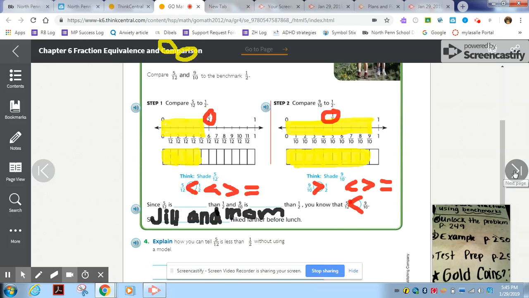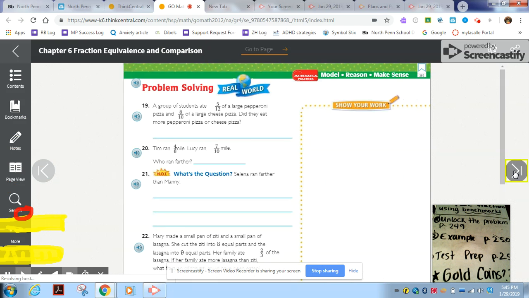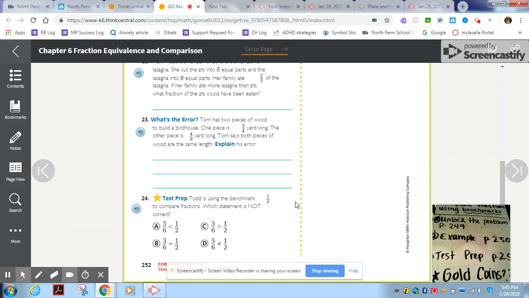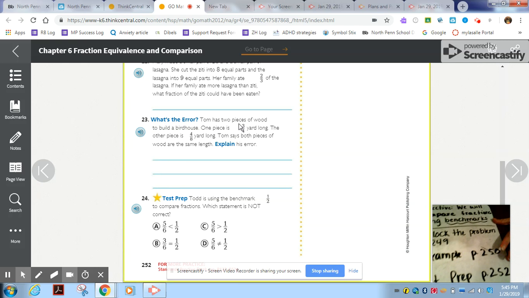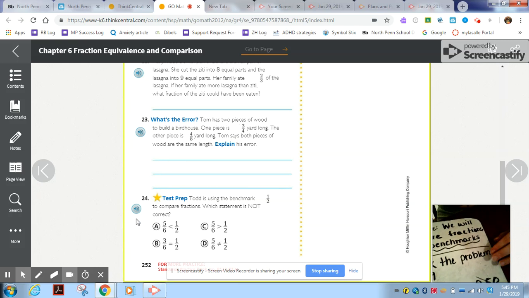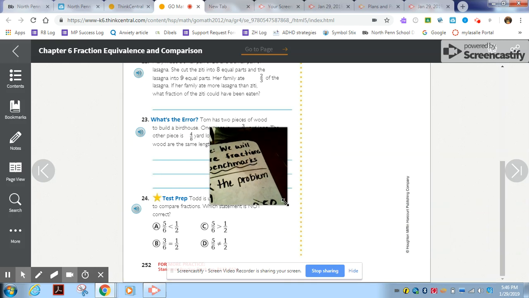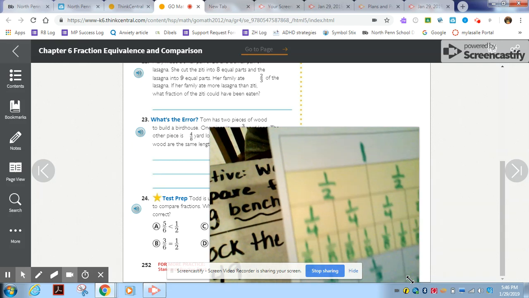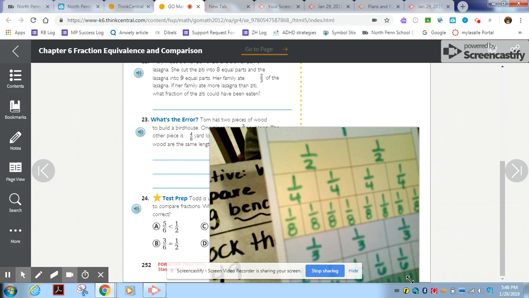Okie dokie. So we're going to flip. We're going to flip again. And this should be page 252. So go ahead and meet me on 252. You're looking for the problem with the star. Looking for the problem with the star. All right. Now, for this one, my dear friends, I would suggest grabbing your study guide because we can use this to help us.